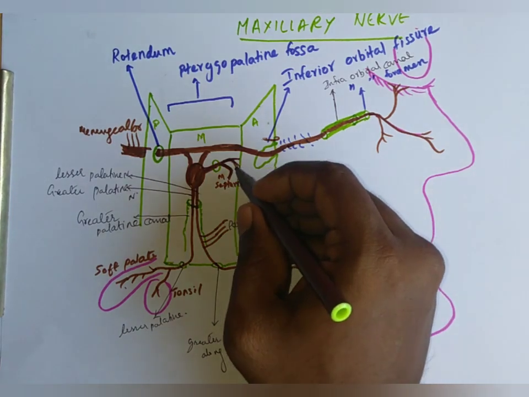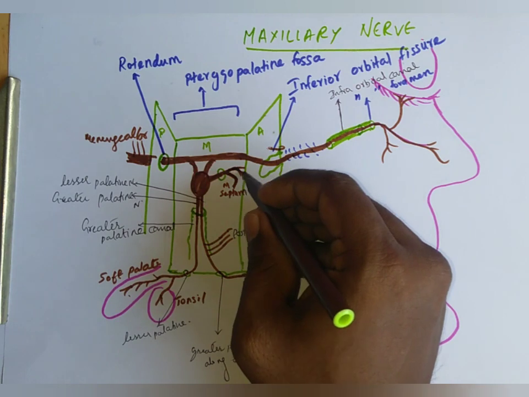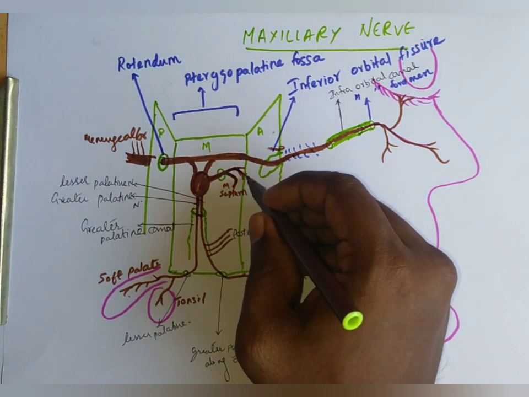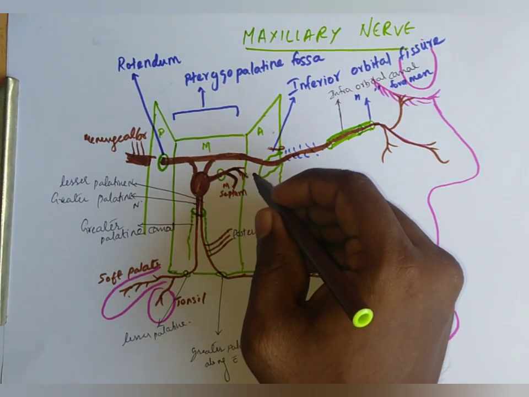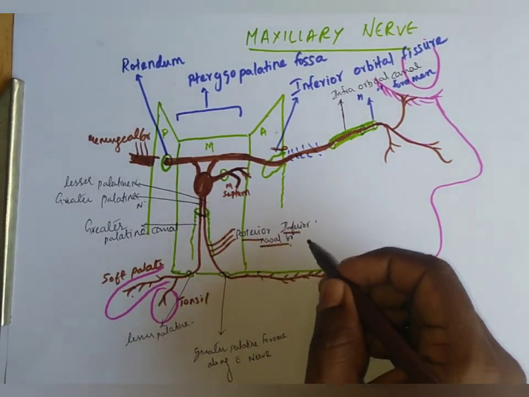Then the lateral branch will divide into multiple branches to supply the posterior part of the superior aspect of the lateral wall of the nose, mainly the superior concha and the middle concha. The inferior concha is mainly supplied by the posterior inferior nasal branch.